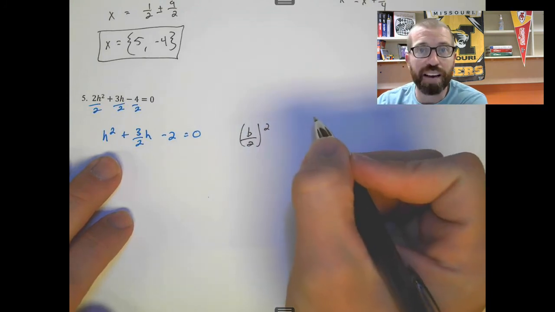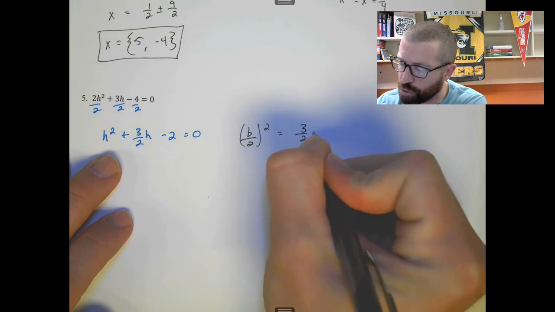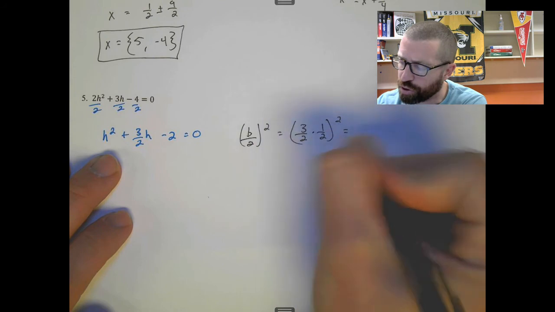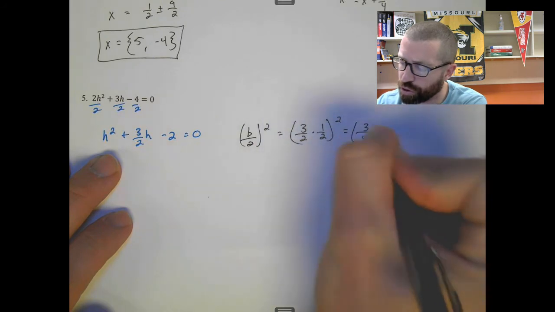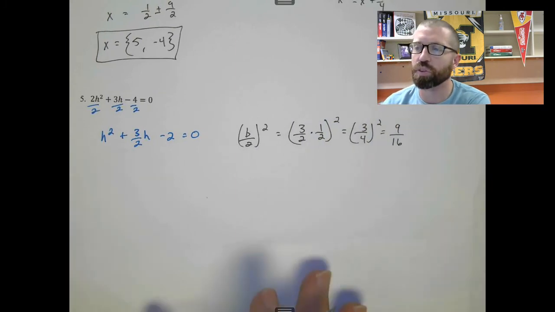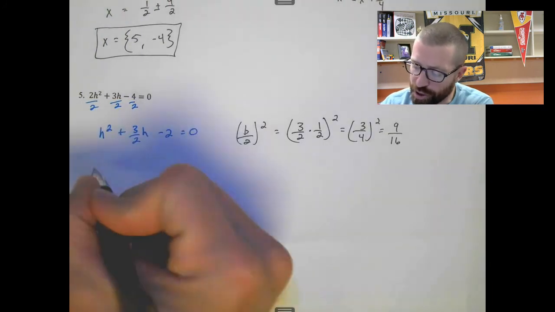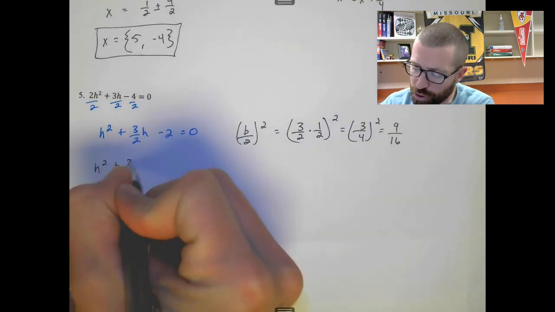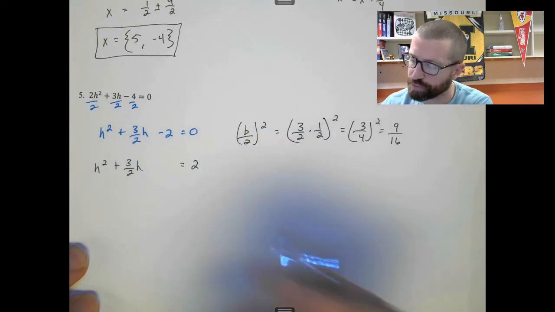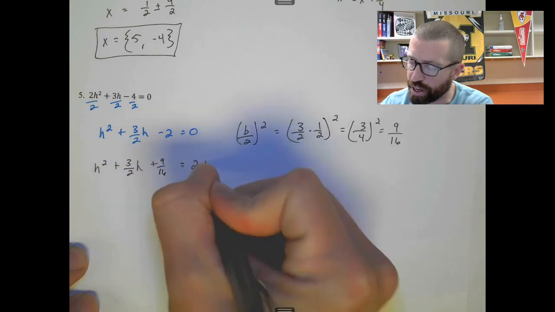Or you can do like 1/2 b. Think about it that way. So it's 3 over 2 times 1/2, 1/2 b squared. So that's 3/4 squared is 9 over 16. Okay, so that's the number I need to add to both sides. So I'm going to do two things here. I didn't move my 2 over. So let's move the 2 over. And then I'm going to add 9 over 16 and add 9 over 16.